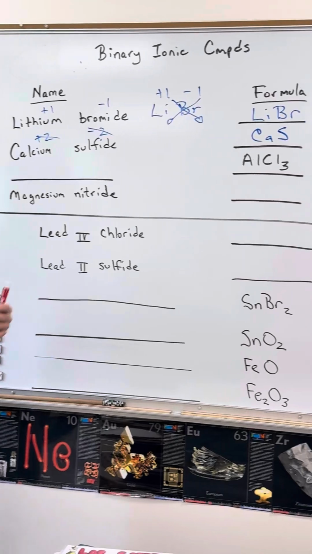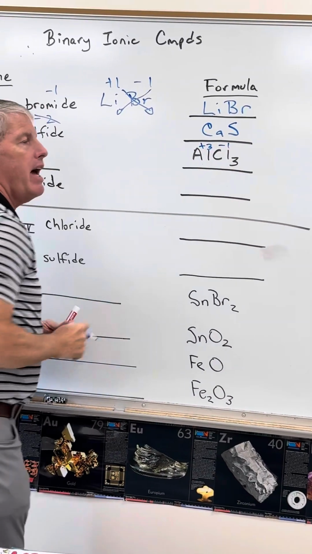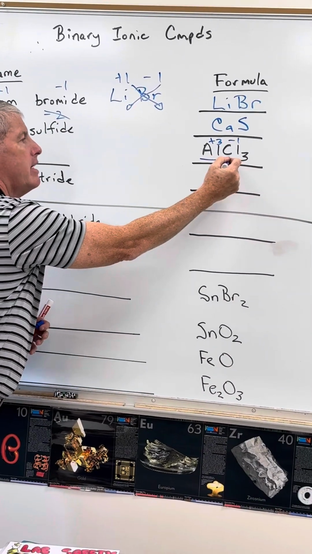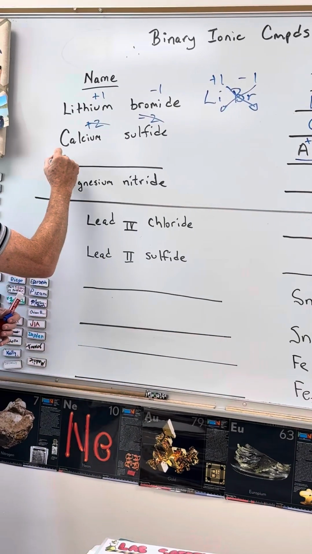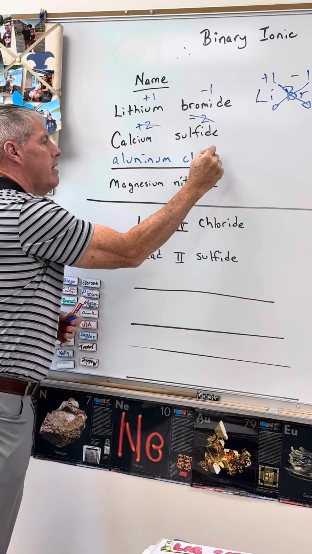The third one is aluminum chloride. In this case, we're going backwards. So you might start to want to do the charges, but you don't have to do the charges. All you have to know is that this is aluminum ion and this is chloride ion. So you name it simply as aluminum chloride.